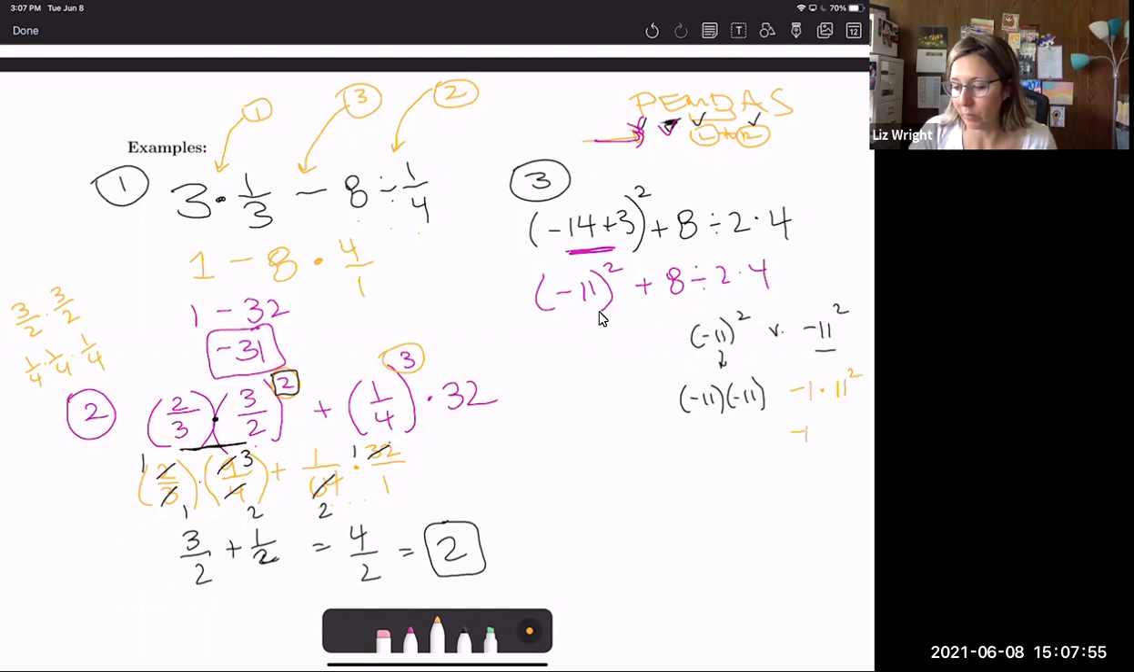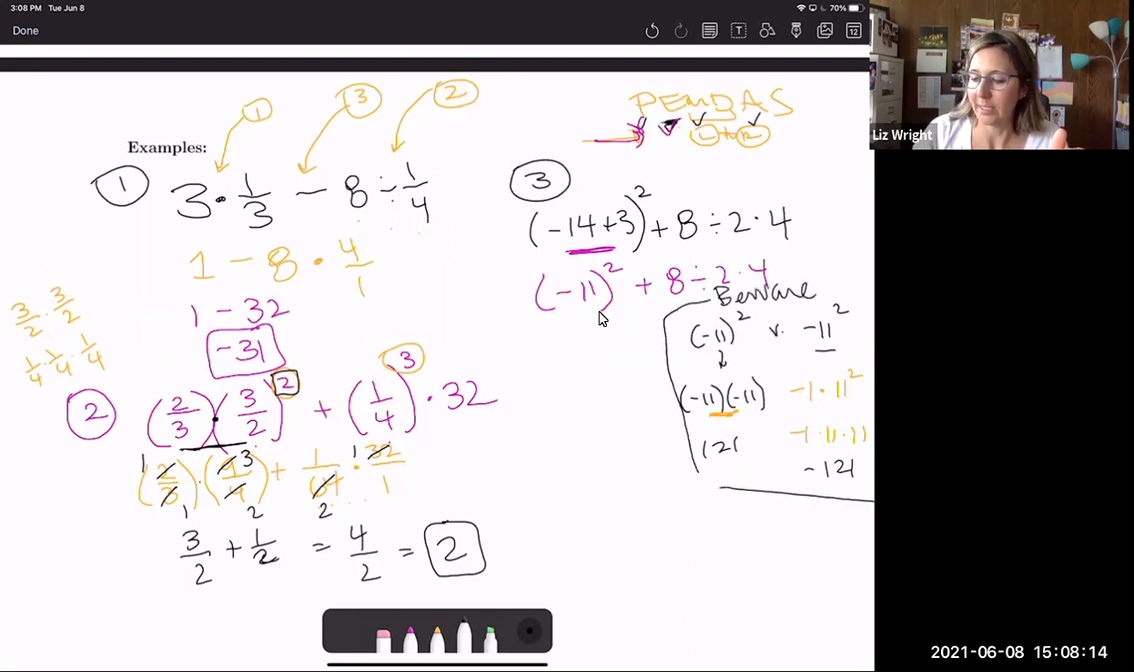So it's going to be -1 times 11 times 11. So this one, negative times a negative, ends up giving us a positive 121. This one is going to end up giving us a negative 121. So that's something to beware of. Beware of this scenario. What we have is the first one. But that's one for you to keep an eye out for.